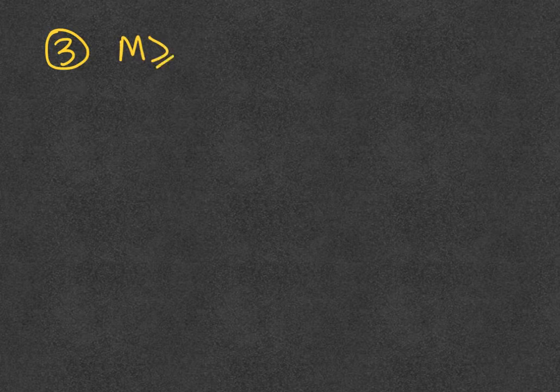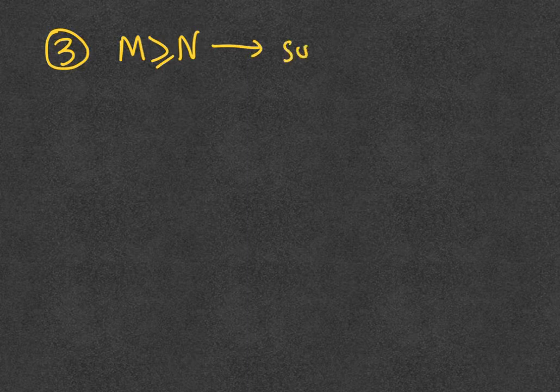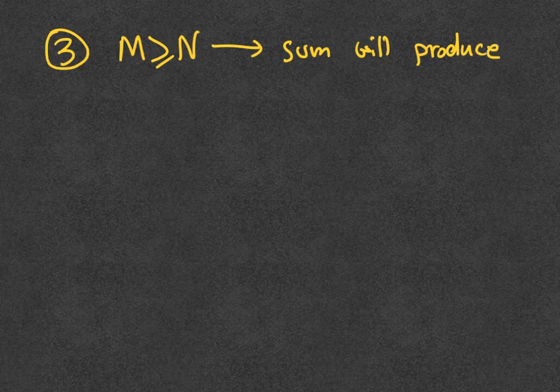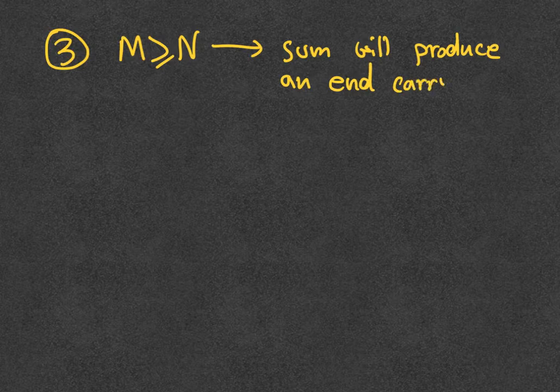So for the other case, which is m greater than or equal to n, in this case the sum will produce an end carry. In this case, you just discard the end carry, and what is left is going to be the result of m minus n. Let's look at the example again.